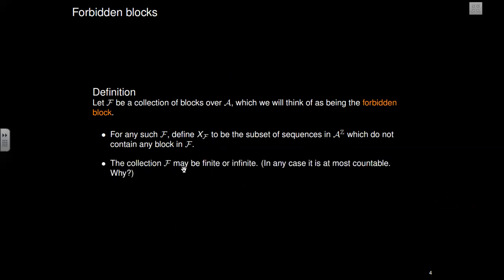And the collection F may be finite or infinite. In any case, it is at most countable. What does it mean, at most countable? It means it would be finite, or if it is not finite, it should be countable. How can we consider and deal with this concept?